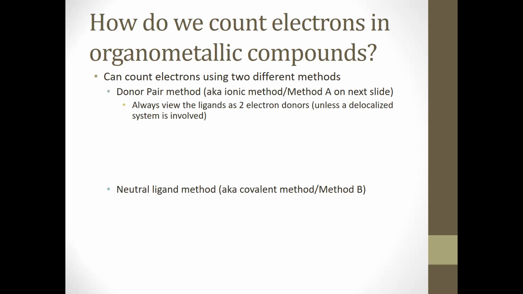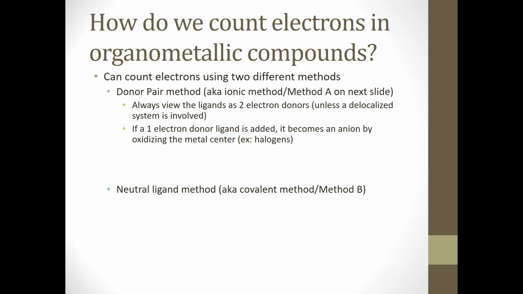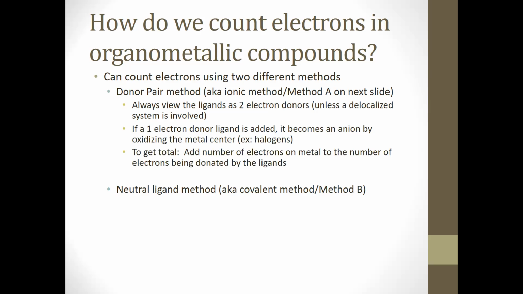Whereas the neutral setup will just count chlorine as a 1 electron donor instead, because it doesn't have a full pair on its own. That's the difference between them. So for the ionic version, anything that doesn't have a full pair of electrons on its own to donate, we basically make it an anion to give it a pair, so that it's a 2 electron donor in terms of how we count things.